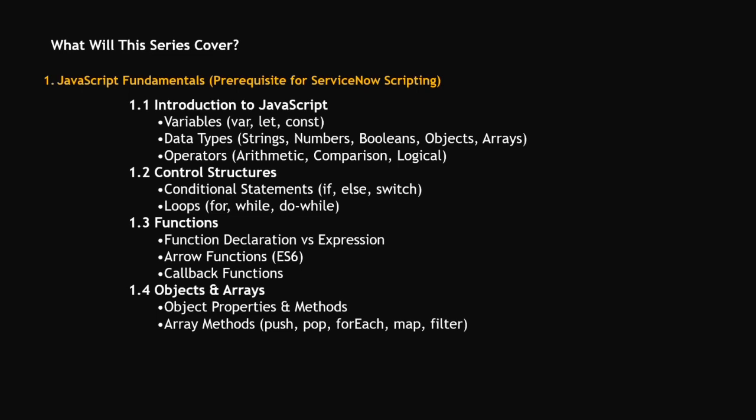methods. A lot of people get stuck here, like how to call the objects from the script include to the client side, how to push the data into arrays, and how to get the data from the arrays. A lot of people are stuck here, so this is the main topic. Then error handling: try, catch, finally.